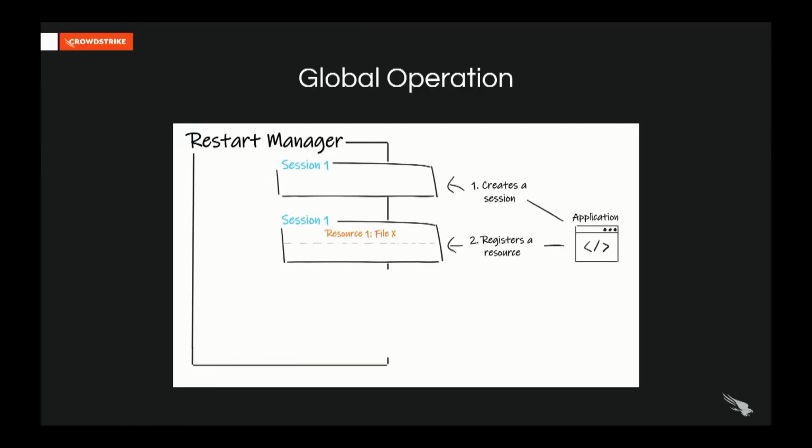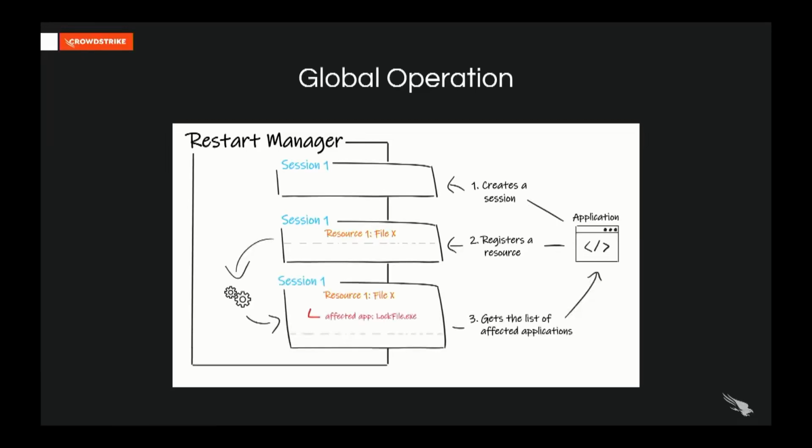So it can be one file and one process, many services and one file. It can be a set of them. And then the Restart Manager will do its work and return the list of what we call affected applications, which is the list of processes blocking the registered resources. So in our case, we register, let's say, one file, file X, and if an application called log file is blocking it, the restart manager will give us the name and information about this log file application that is blocking the file.